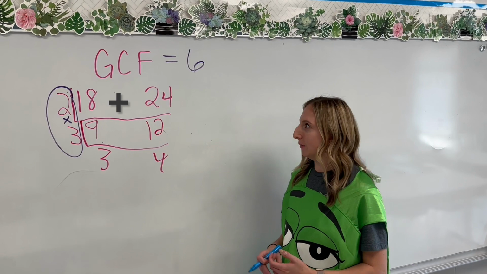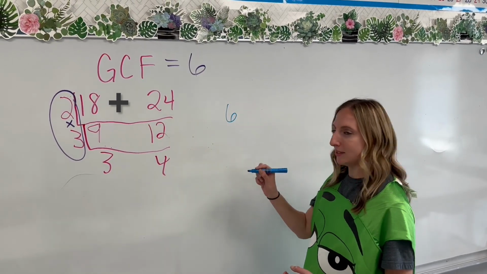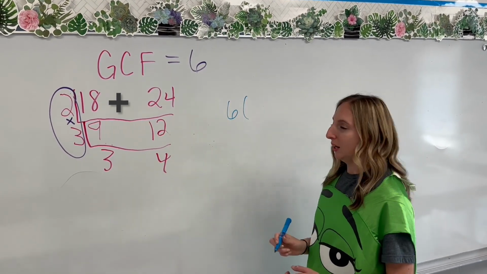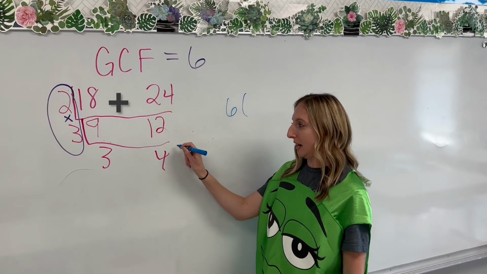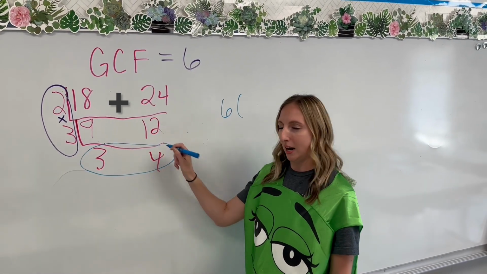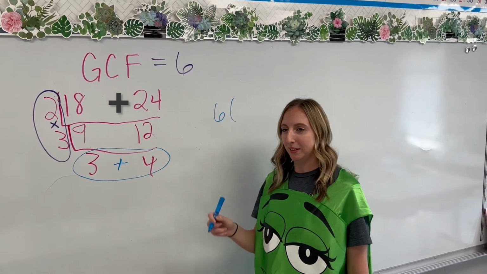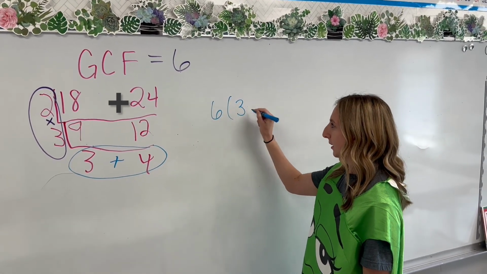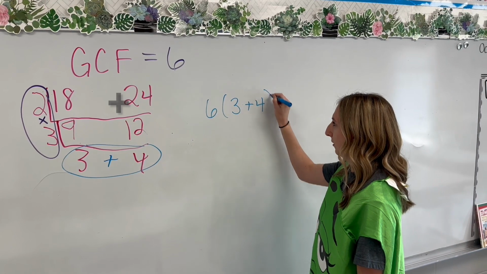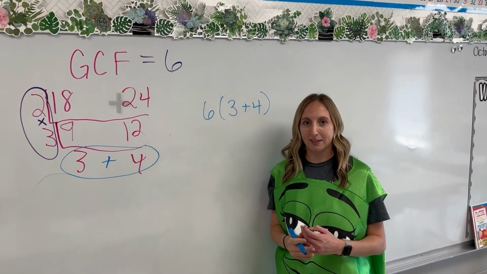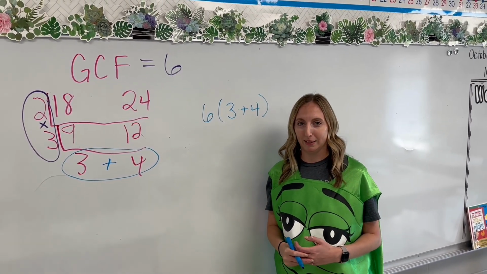So we can use our Euclid's ladder to help us rewrite an equivalent addition expression. We take our GCF, which was 6, and that goes on the outside of parentheses. What goes inside the parentheses are actually your 2 numbers at the bottom of your ladder. You will just place an addition sign in between them. So in my parentheses, I'll write 3 plus 4. And that right there is how we get to the distributive property.